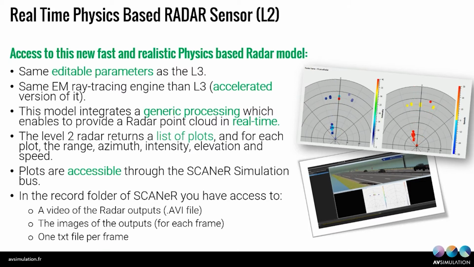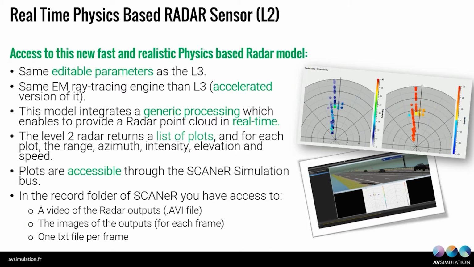So it will also take into account the different physics properties of the scene. The other big difference with the level 3 is that it integrates a level 2 generic processing of the information, which means that as an output, you will not have access to a raw signal. You have access to a list of plots, as you can see at the right of my screen with the little animation. You will not have the raw data with the Doppler map of the level 3. You will already have a list of plots, and for each plot, you will have different information, like, for example, the range, azimuth, intensity, elevation, and speed.